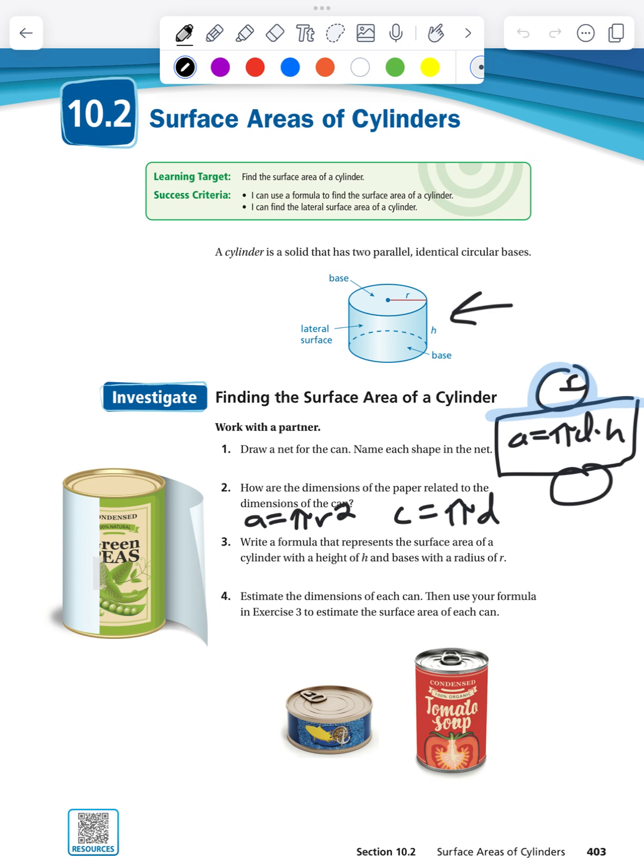So for number 3, where it says write a formula that represents the surface area of a cylinder using height and radius, we know there are two circles, so we're going to have 2 pi r squared plus pi times diameter. Diameter is also twice the radius, right? So instead of writing diameter, I'm going to write 2r and then h for height. And we're going to skip number 4 for now.